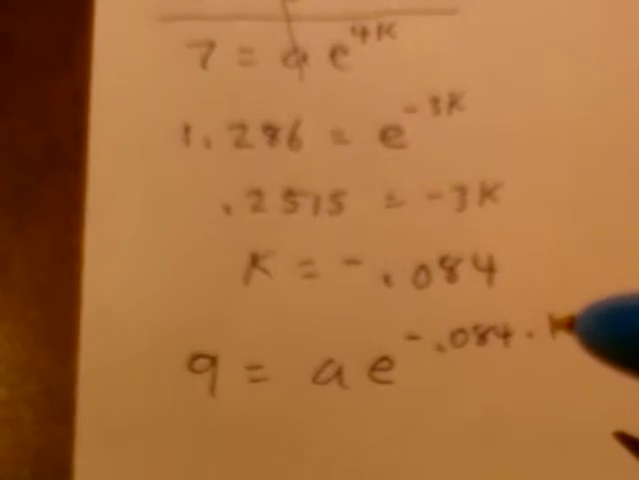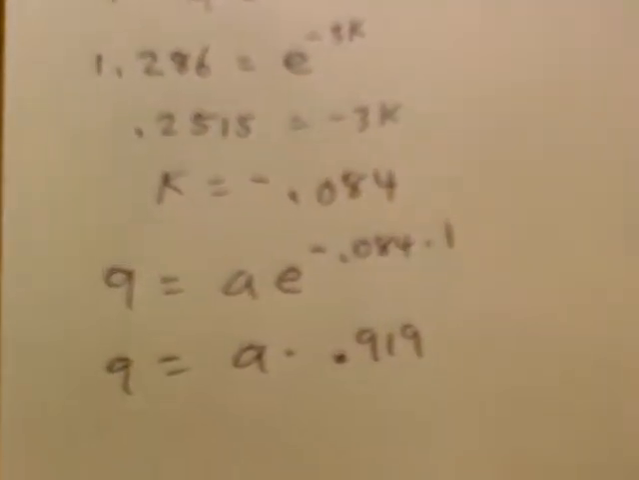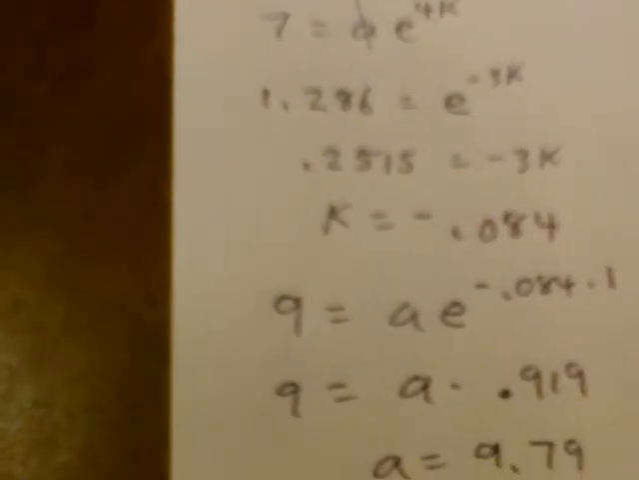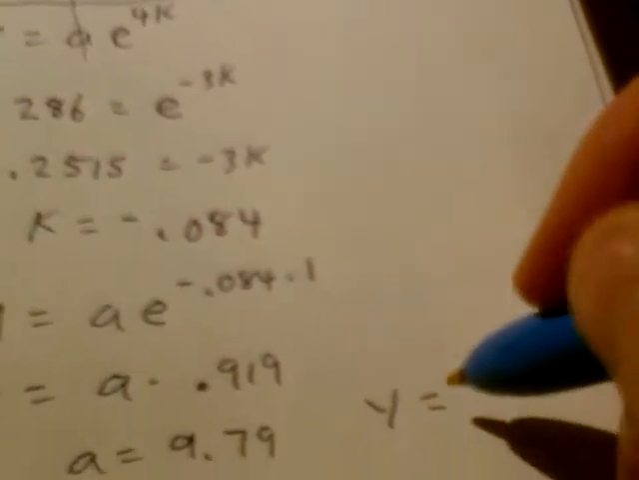So now we do e to the negative 0.084. Second log, so e to the negative 0.084 equals 0.919. So 9 equals a times 0.919. And then we divide 9 by 0.919. So 9 divided by 0.919 equals, we get 9.79. So a equals 9.79.